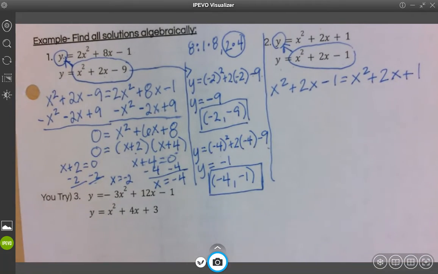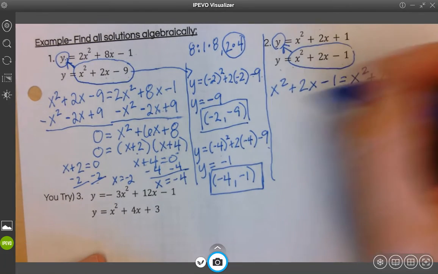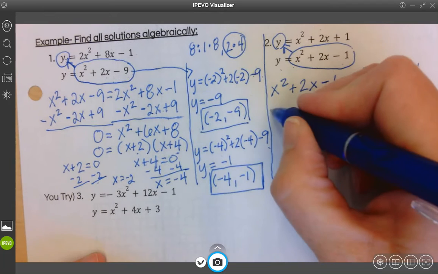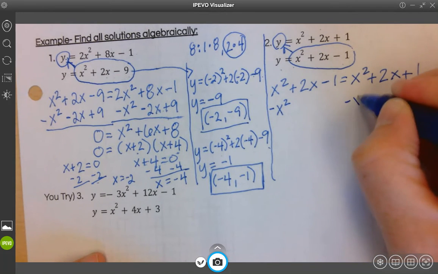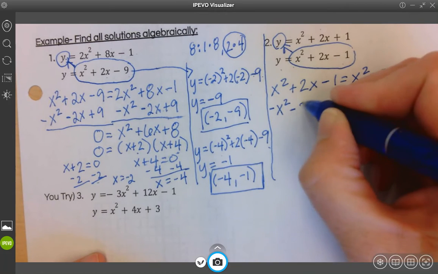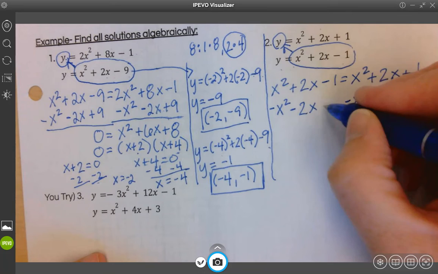All right, which side would you like to make 0? The left side? It's going to work because either way I had the same amount of x squared. So we're going to make the left side 0, subtract the x squared, subtract the 2x, and add the 1.